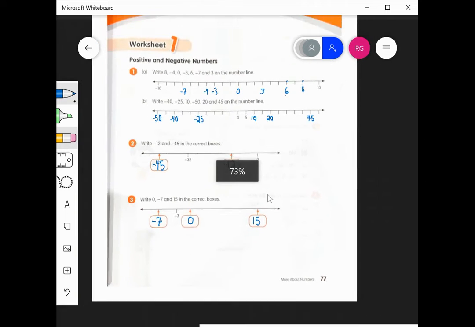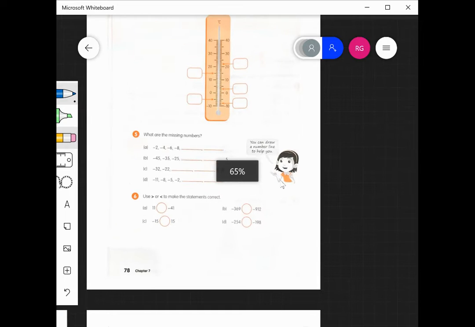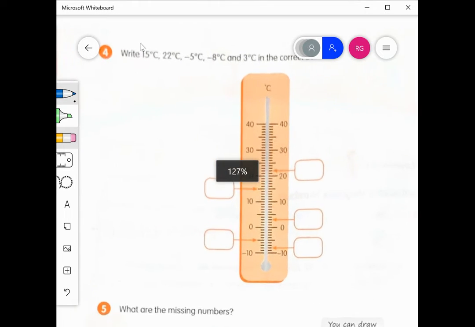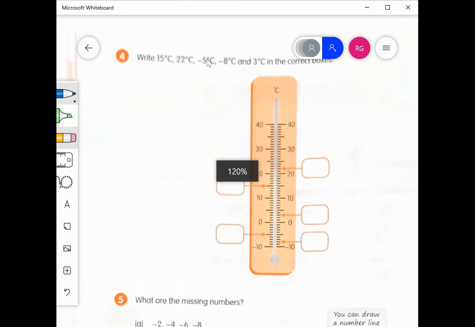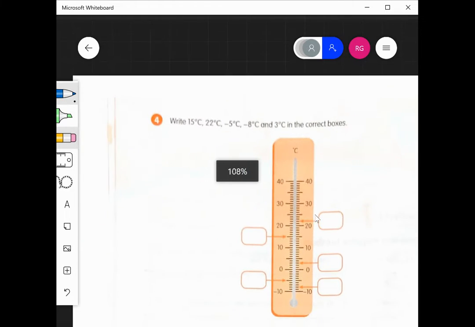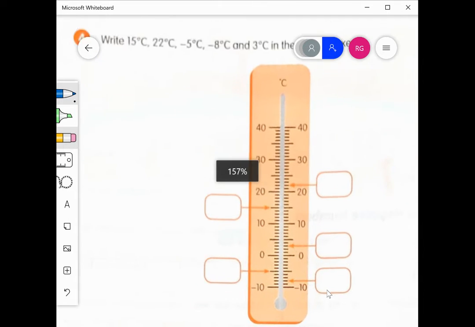All right, let's move on to page 78 next. So we're going to go on to page 78. Let's look at the top here. It says to write 15 degrees Celsius, 22 degrees Celsius, -5 degrees Celsius, -8 degrees Celsius, and 3 degrees Celsius in the correct boxes. All right, so looks like we have some temperatures to write in here.